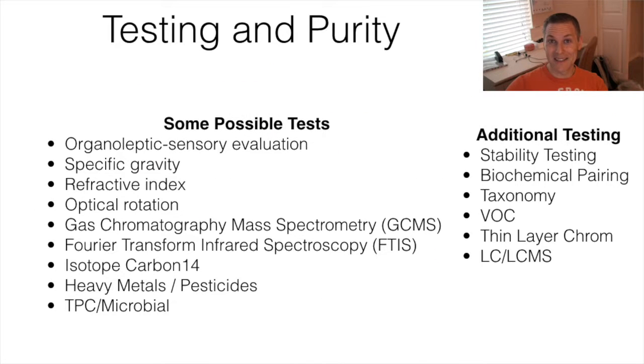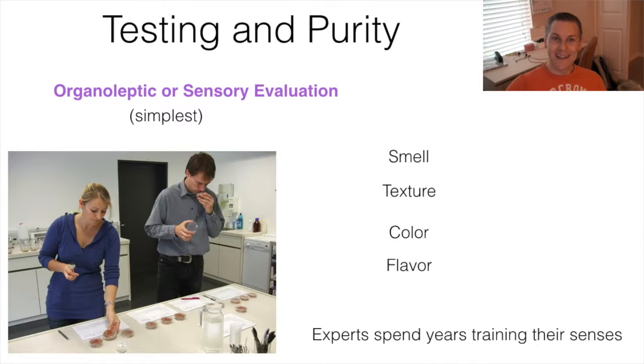There's lots of different tests. Some of them are very simple, some of them are very sophisticated, and we're going to go through a few of these tests. First is organoleptic, or sensory evaluation. It's basically just smelling, feeling the texture, tasting it if it's pure enough to taste, looking at it, the color, the flavor, the feel of it, the viscosity, how thick it is. Now these seem very simple and obvious tests, but they're the first starting point when testing an essential oil.